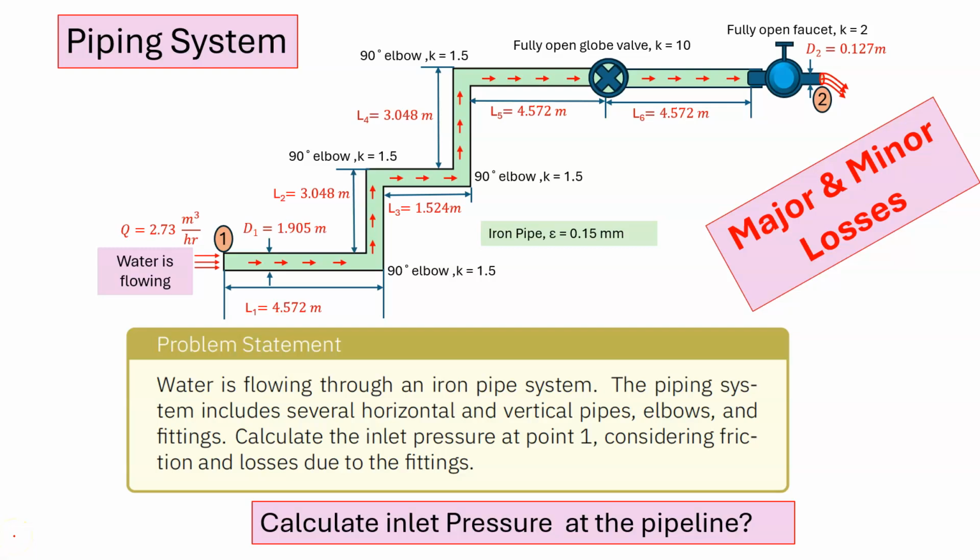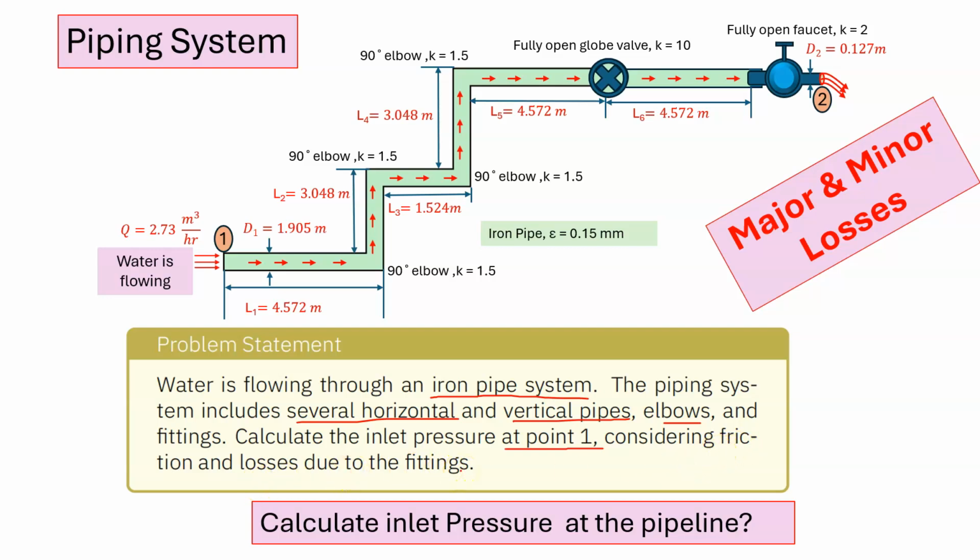Today I'll talk about major and minor losses in piping system. Here water is flowing through an iron pipe system. The piping system includes several horizontal and vertical pipes, elbows and fittings. Calculate the inlet pressure at point 1 considering friction and losses due to the fittings.